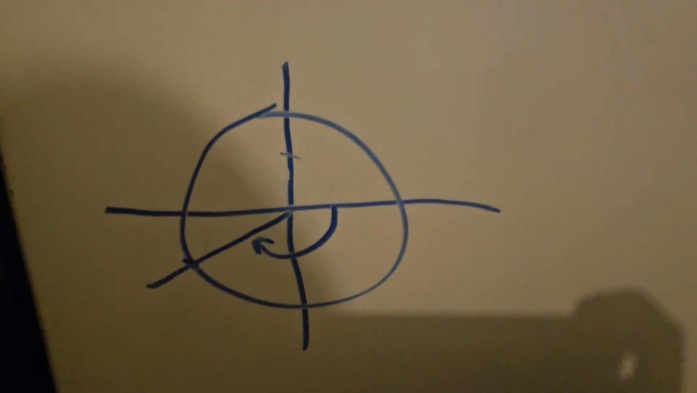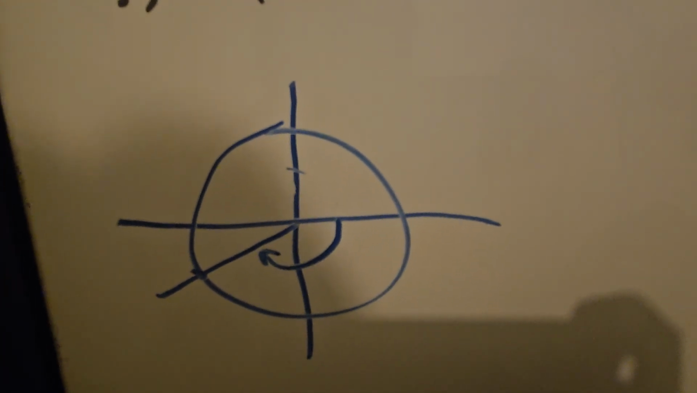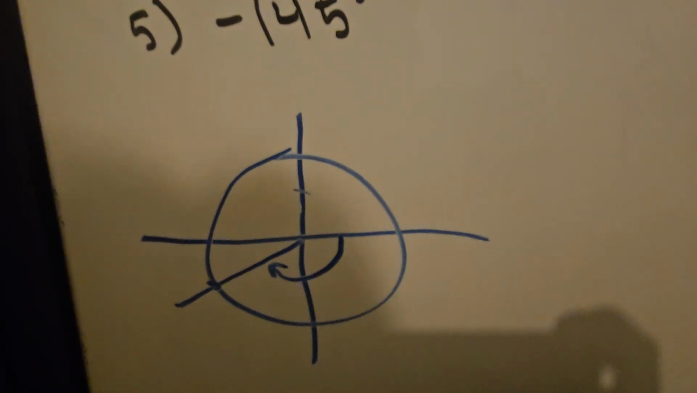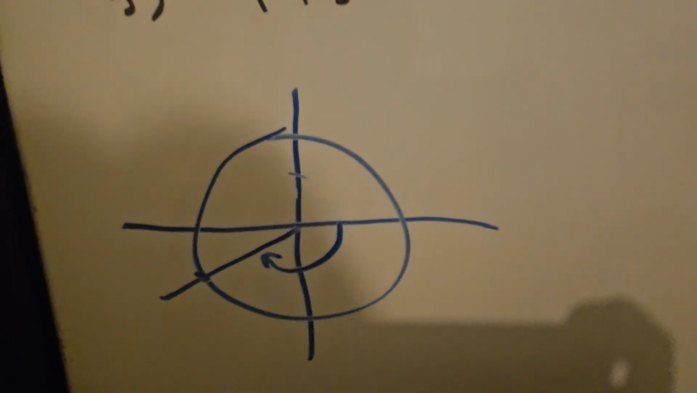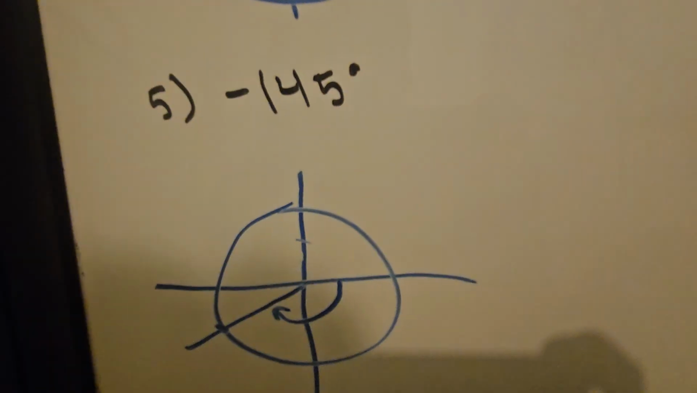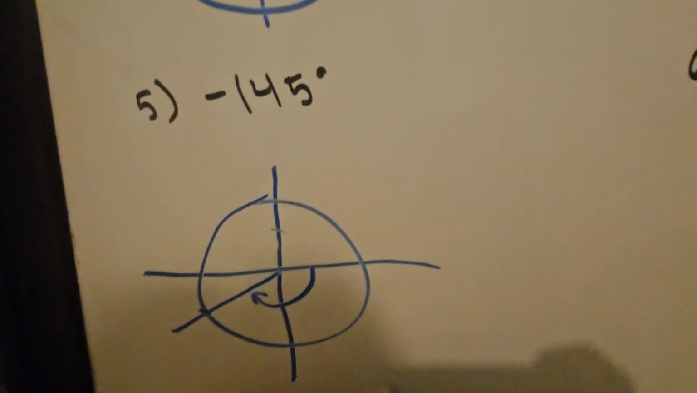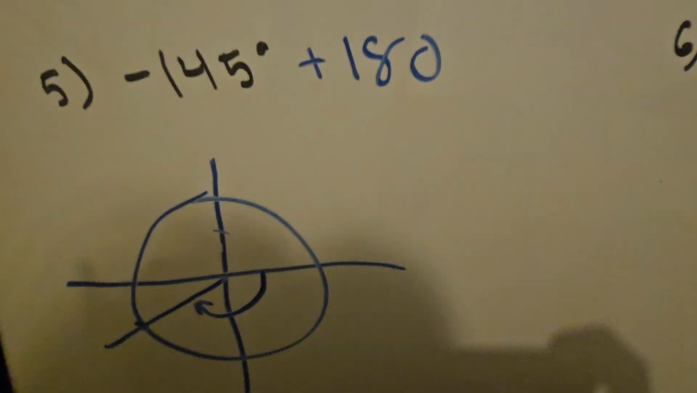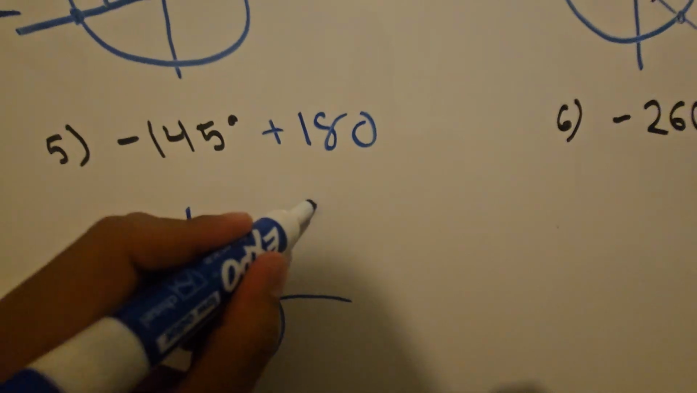Now, in order to make it a positive degree in the first quadrant, guess what you're going to have to add? Since 180 is greater than this, add 180 to it. Plus 180, and let me get my calculator. And that will give us 35 degrees.